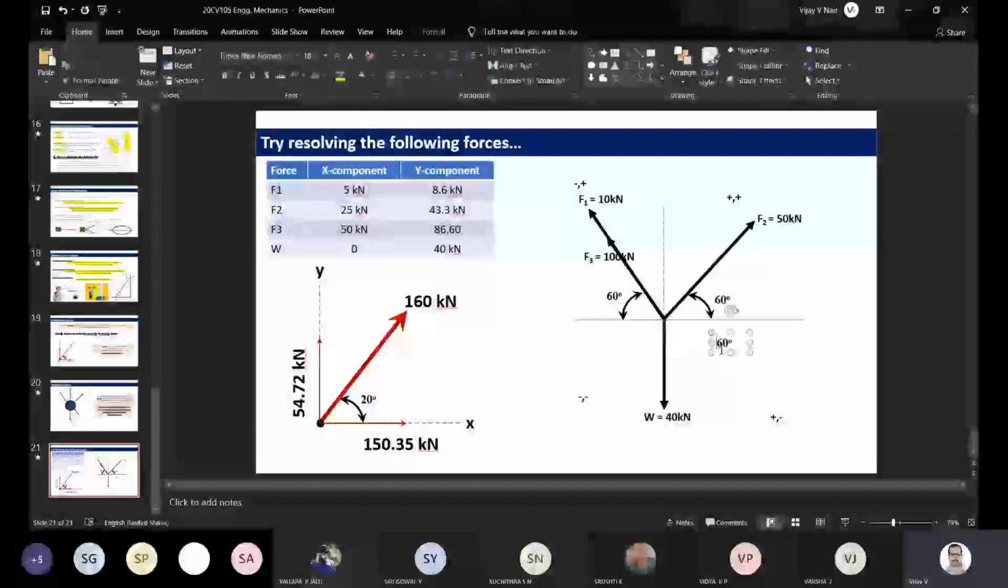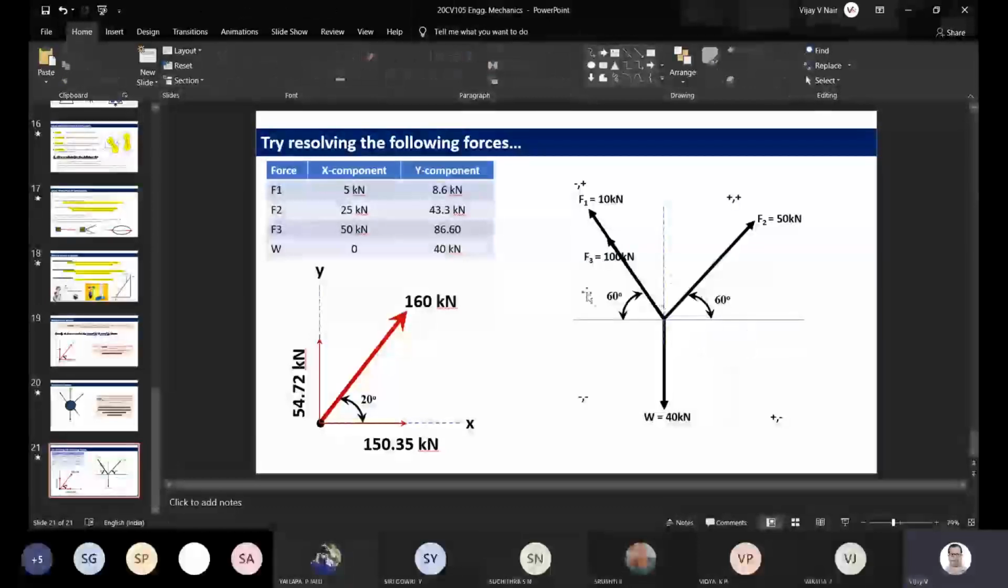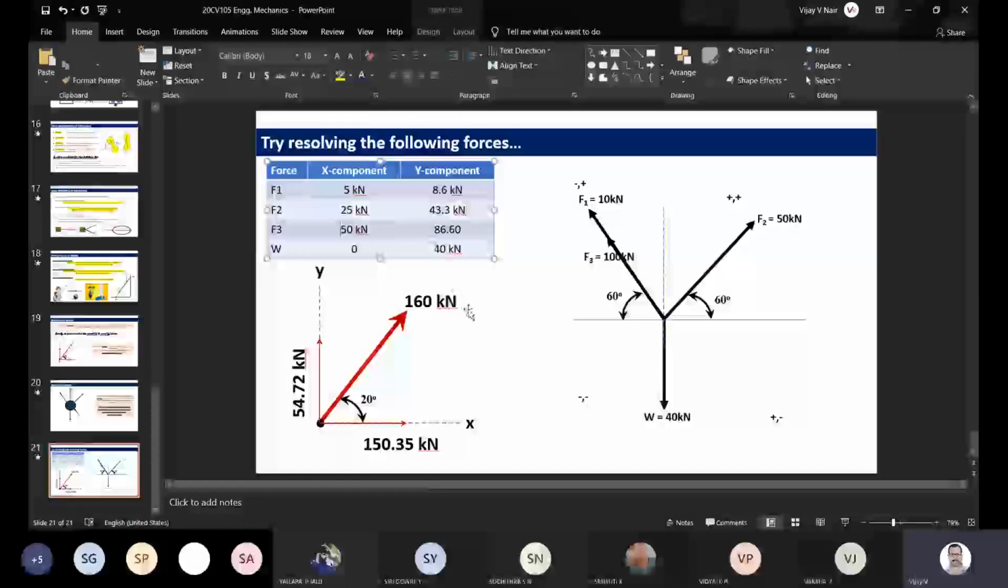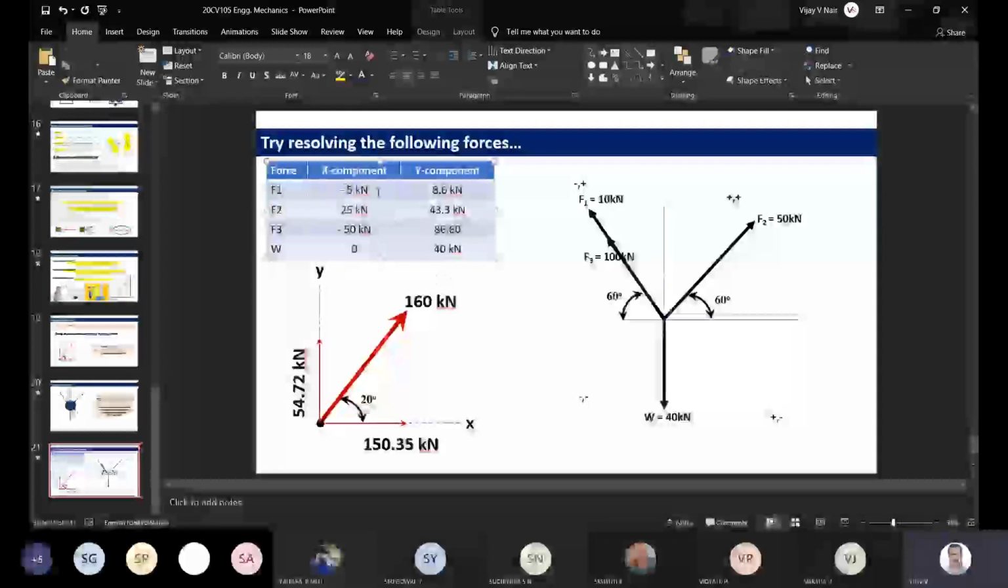So the first step of your resolution will be this: F3 is acting at the same point, 100 kilonewton. Resolve it again, you will get the same solution. Since you are resolving it in the negative x direction, the x component will be negative. So here F3 will be negative, and F1 will be negative. And F2, both are positive, fine.